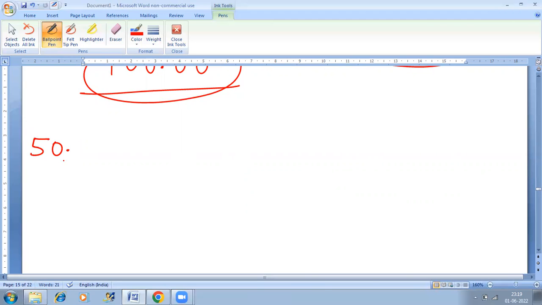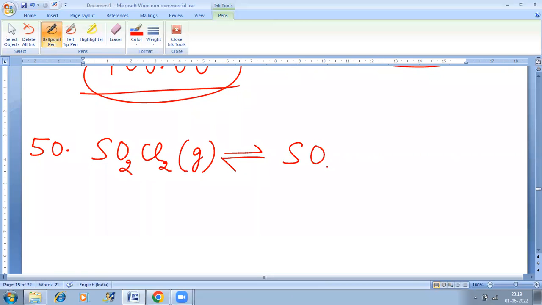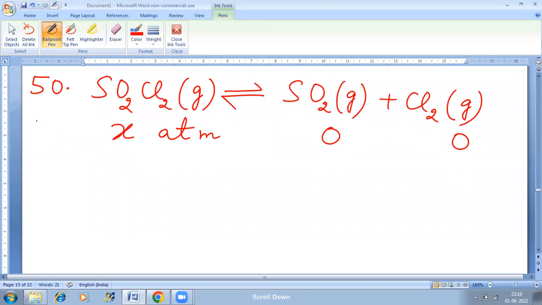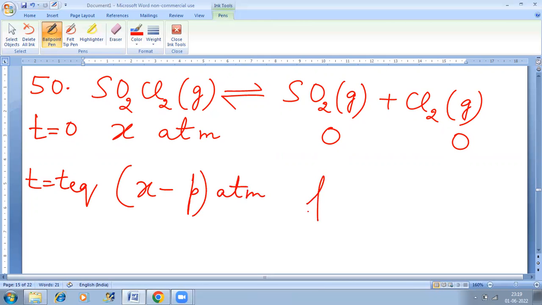Now see, in this question, they have given us a reaction. And they have asked us to find out the value of degree of dissociation of SO2Cl2. SO2Cl2 dissociates in this manner. Let the initial pressure be X atm. At equilibrium, let the partial pressure of SO2Cl2 be X minus P atm. The partial pressure of SO2 will be P atm. The partial pressure of Cl2 will be P atm.